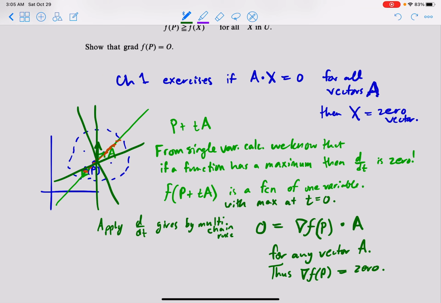And also the general idea is that by restricting the function to values on a curve, we return to single variable calculus and can apply our results like maximums have the derivative being 0. It's amazing how often you can take a multivariable calculus situation and by choosing a curve, turn it into a single variable calculus situation. That's a good strategy.